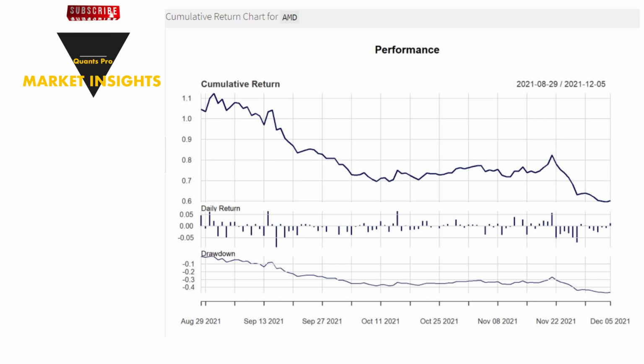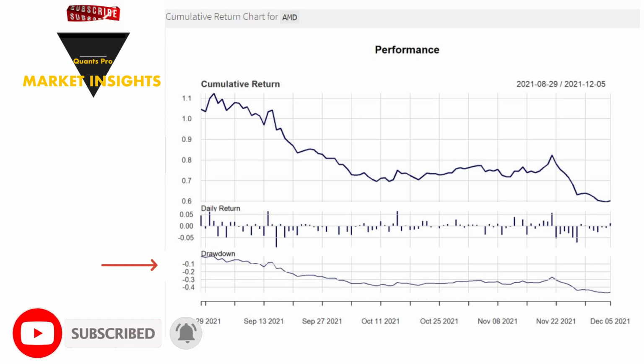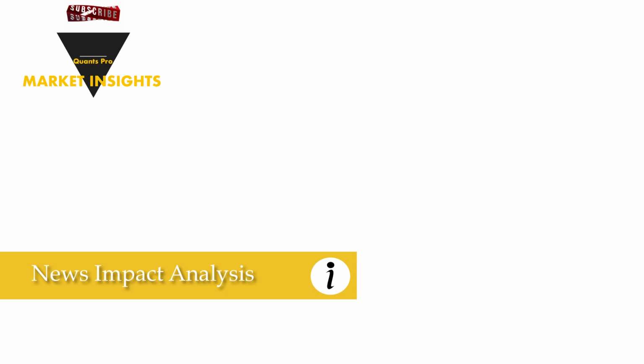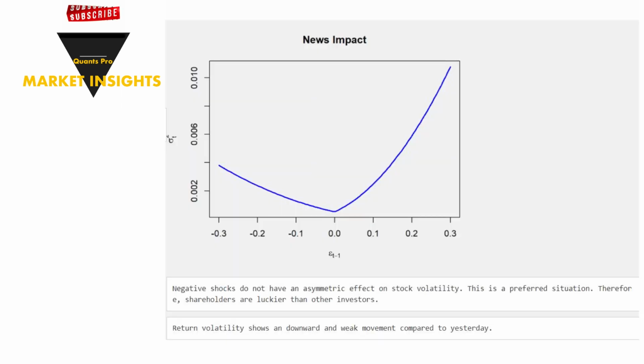As can be seen from this chart, the cumulative return shows a downtrend for the time period expressed in the chart. The point that should not be overlooked here is not the increasing share price, but the return. After the increases in the return were eliminated, the downward movement of the stock return was integrated into the chart with drawdown. One of the important analytics that QuantPro offers to its followers is news impact analysis.